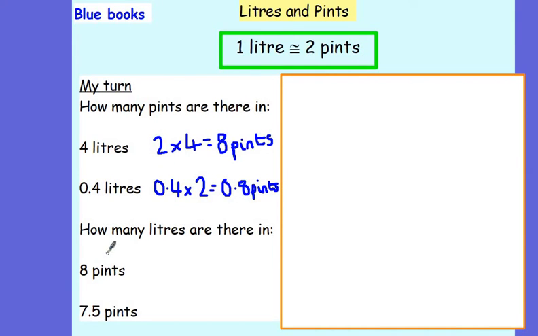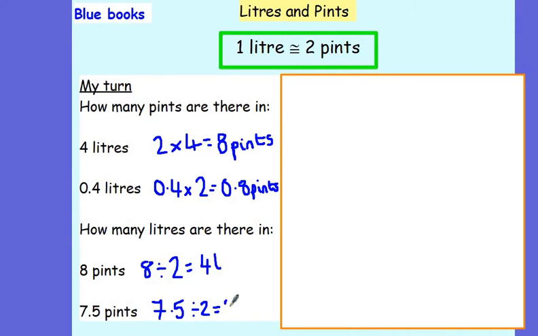To go the other way, if I've been told to work out how many litres there are in 8 pints, I need to divide by 2 because 2 pints is 1 litre, so 8 pints will be 8 divided by 2, which is 4 litres. For the second one, I've got 7.5 pints. I'm going to divide by 2, which is going to give me what, Poppy? What's 7.5 divided by 2?